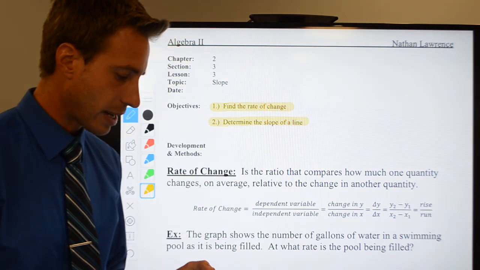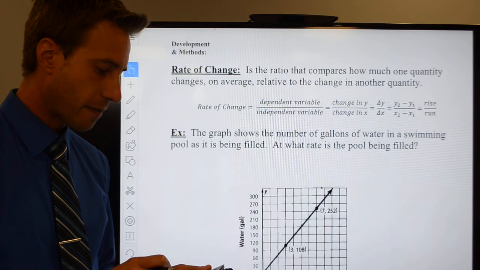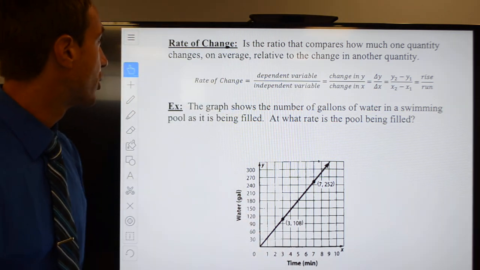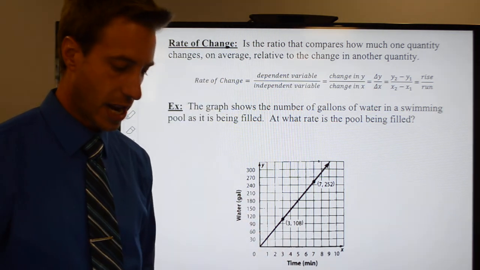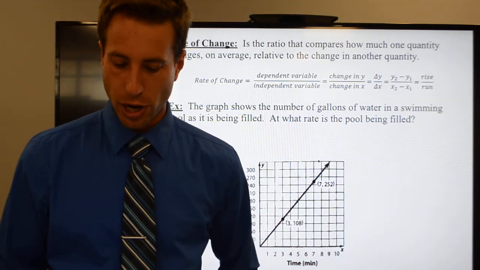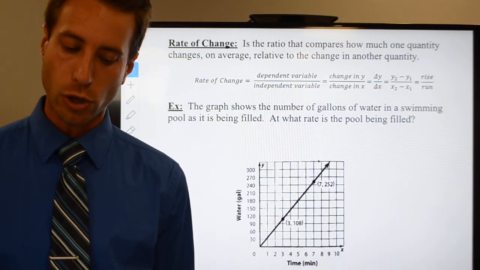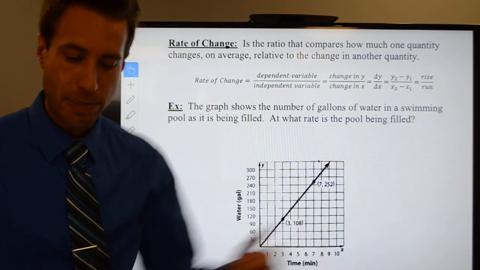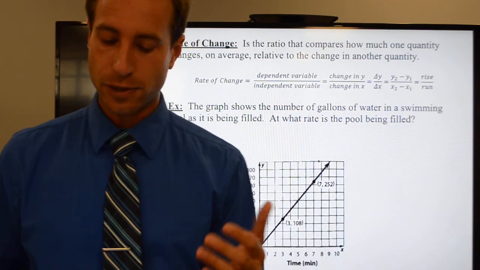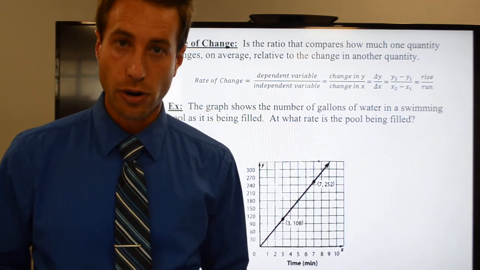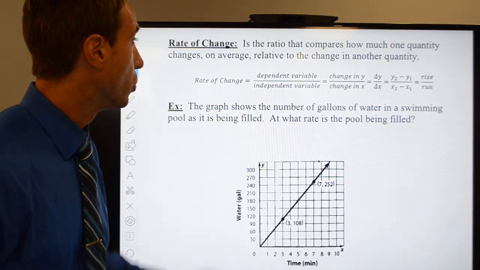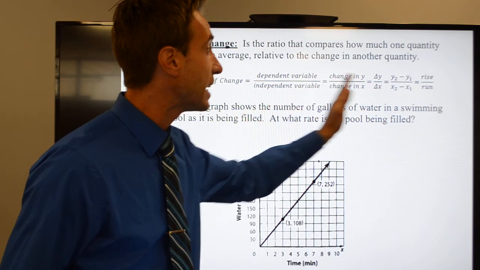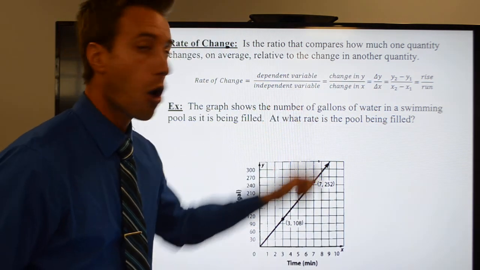Let's go ahead and jump right into an example here. We're going to start by talking about rate of change, and I've got the definition here for you. Rate of change is a ratio that compares how much one quantity changes, generally on average over a period of time, relative to the change in another quantity. Now, you could see rate of change expressed as any one of these. Please notice they are all equal to each other.